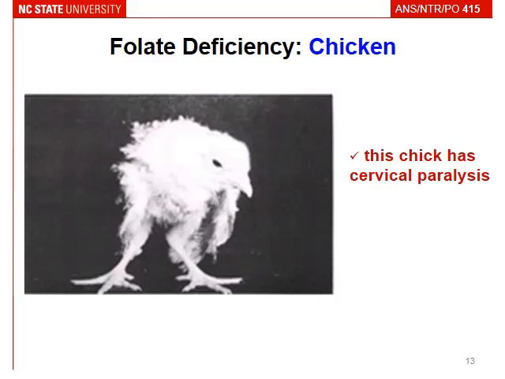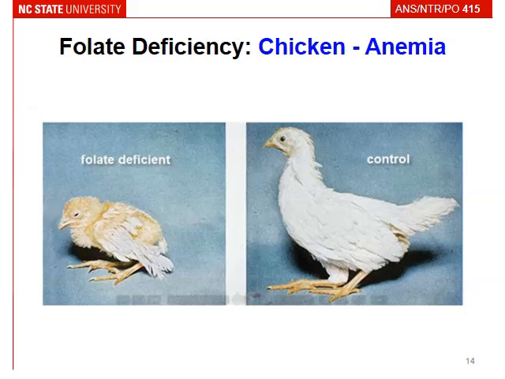So here's another chicken with paralysis. You could also see the poor feathering that it has. It just does not look very happy or healthy. And here we have another one. You can see on the left-hand side, the folate deficient. We have stunted growth, poor feathering, compared to the control bird. So these are both the same age. So you can see how stunted the growth was and the feather was.